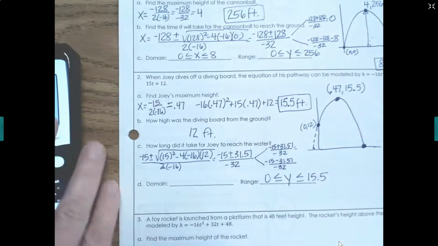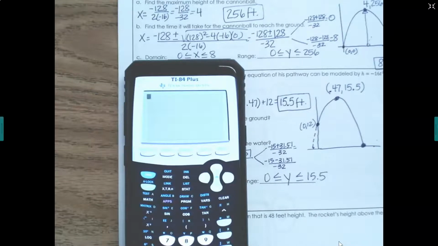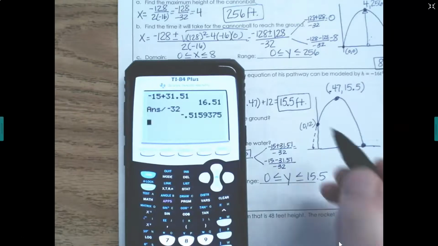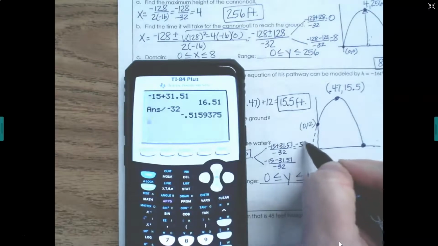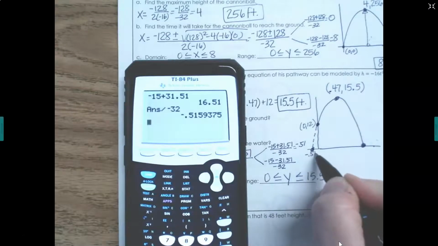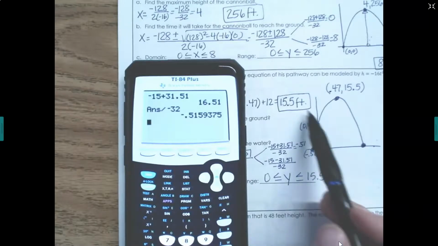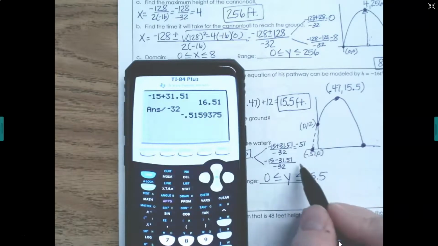Okay, so we'll just find out what these numbers are. We have negative 15 plus 31.51. I'm going to say equals, and then divide it by negative 32, and I get negative 0.51. So that's really this point right here. That's not the one we wanted. That one's imaginary. It doesn't work. It's not in the real world, so we're going to ignore that one.